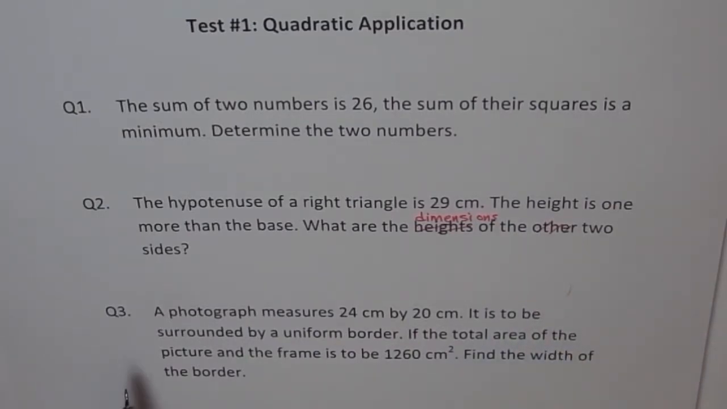The third one is a photograph measures 24 centimeter by 20 centimeter. It is to be surrounded by a uniform border. If the total area of the picture and the frame is to be 1260 centimeter square, find the width of the border. So make a sketch. Try to do it.